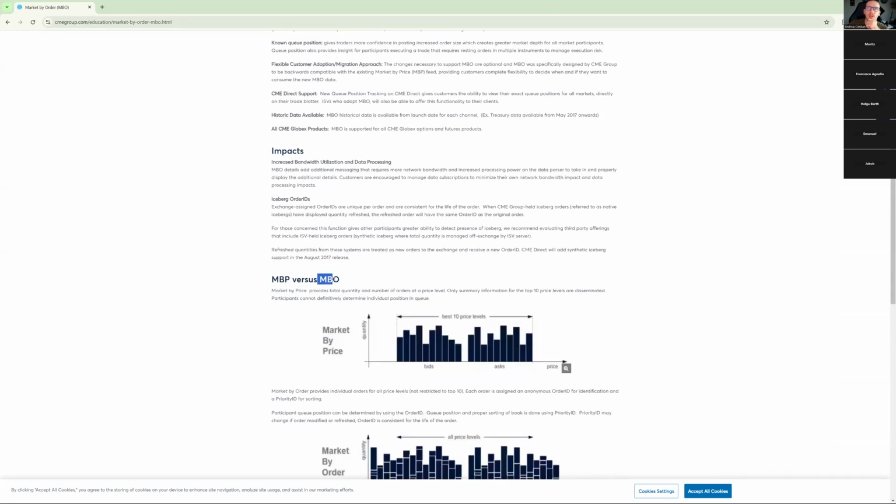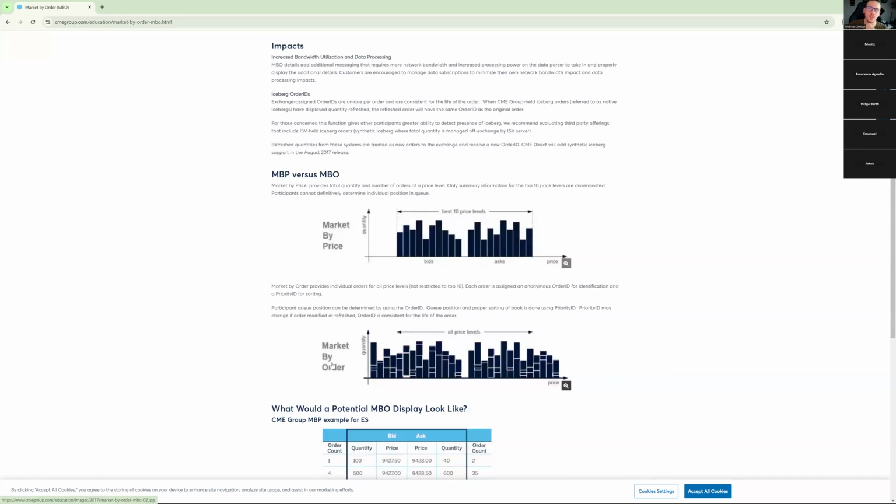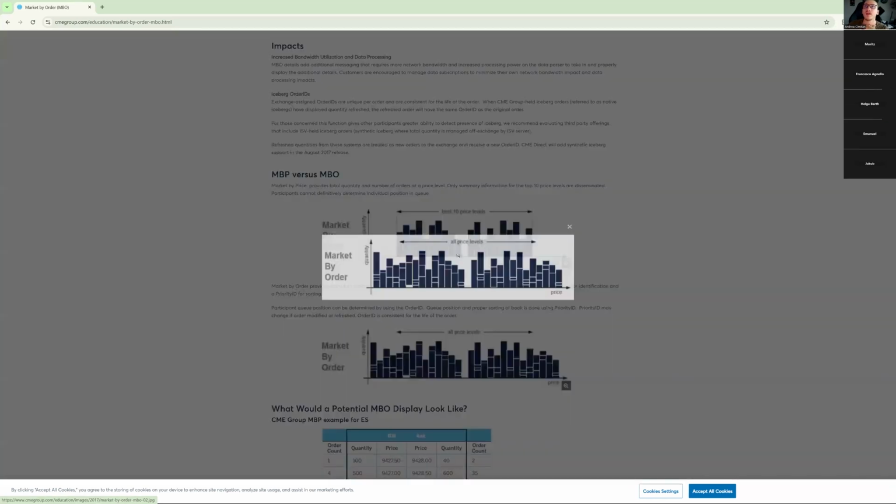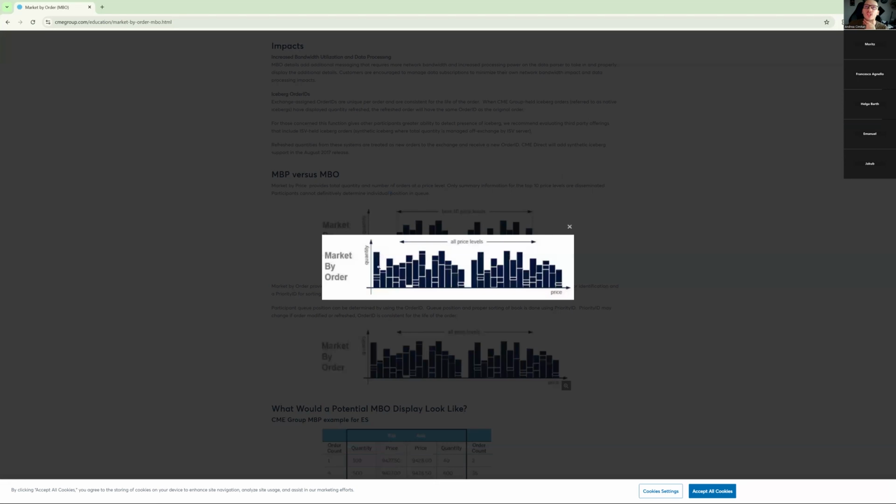So, market by price versus market by order. These are just two different types of data feed. Market by price simply gives you the first 10 price levels with the total contracts in the bid and the total in the asks. Market by order instead tells you, for all price levels, exactly the amount of different orders in every part of the book. This is the so-called level 3 data.